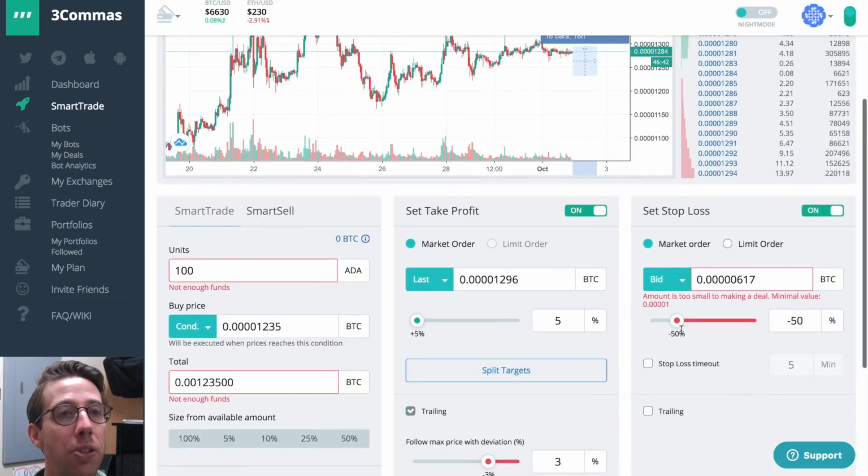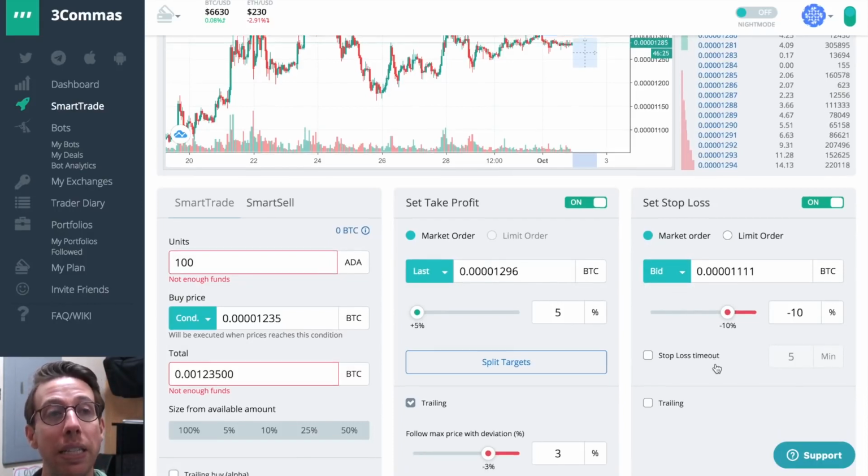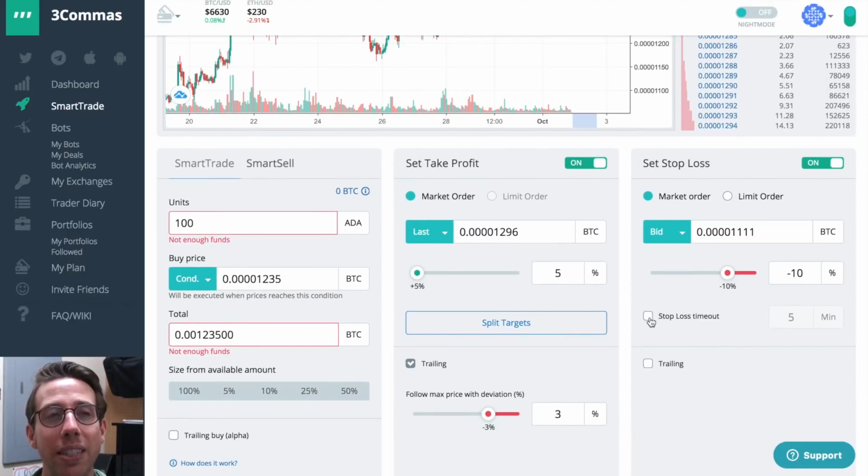With stop loss, of course, you can decide at what price you want to exit the trade if it does go sour. You can decide if you want it to be a market sell or a limit sell. You can decide if it's going to be selling to the highest bidder, to the lowest asker, or at the last price. I usually leave it on bid. There's also this nice little button right here, stop loss timeout.